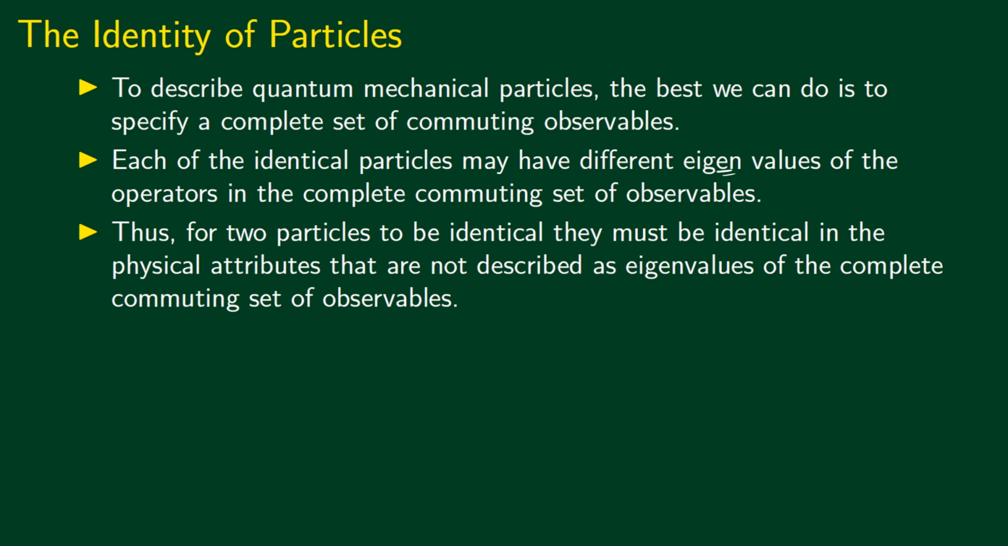This means that for two particles to be identical, they must be identical in the physical attributes that are not described as eigenvalues of the complete commuting set of observables. They need not be identical in the physical attributes that are described as eigenvalues of the complete commuting set of observables. All other physical properties which are not eigenvalues of the complete commuting set of observables must be the same for the identical particles.